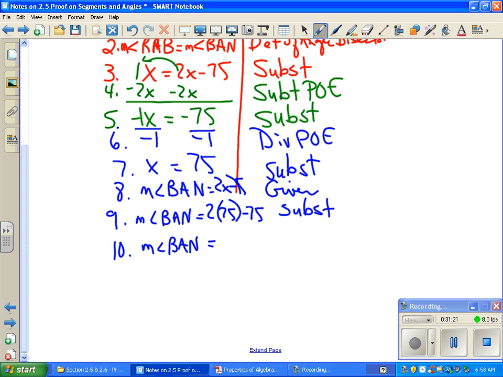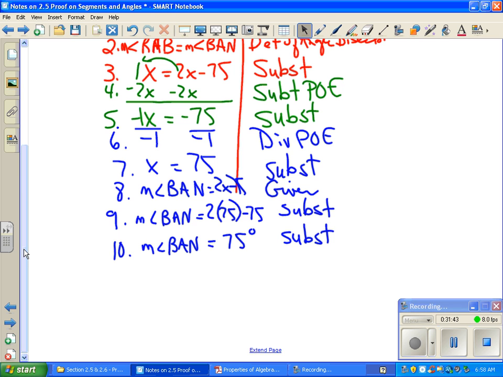Whatever 2 times 75 minus 75 is, we're going to replace that with the answer, which happens to be 75, because if you have two 75s and you take one of them away, you got 75 left. You can do the math on the calculator as well. So I substitute that in, and I find out my problem is 75 degrees.